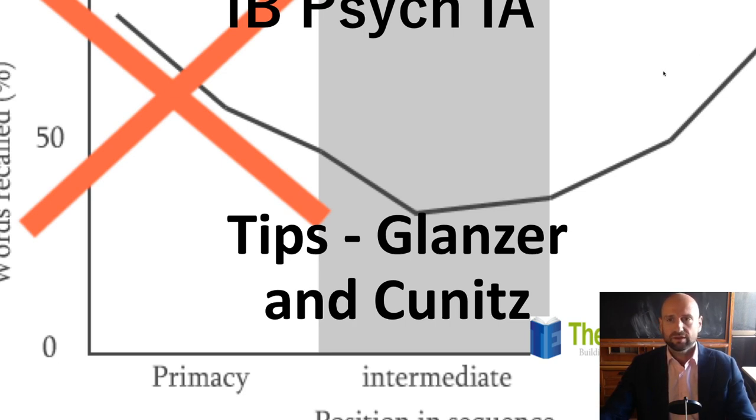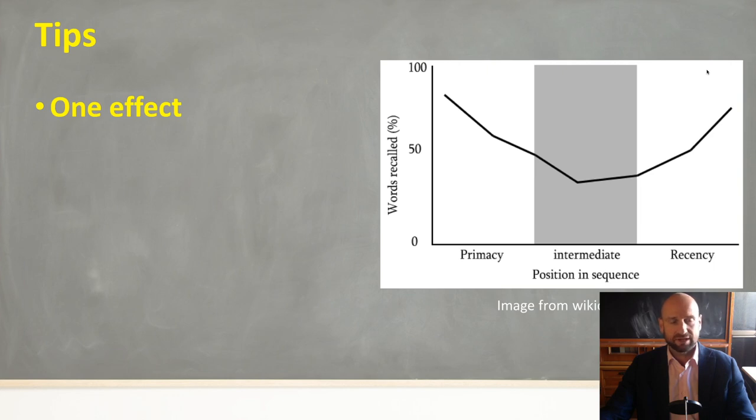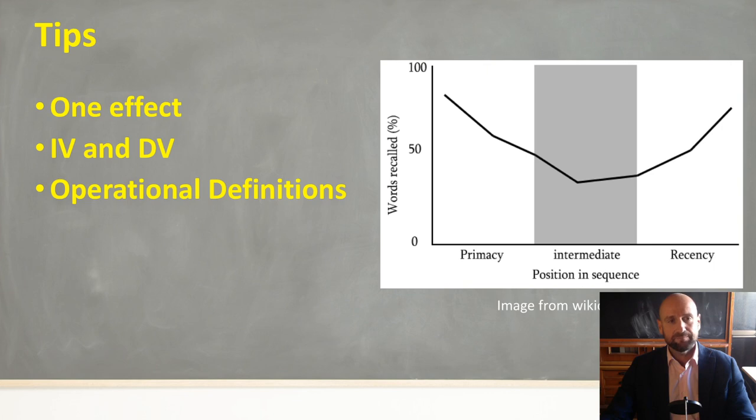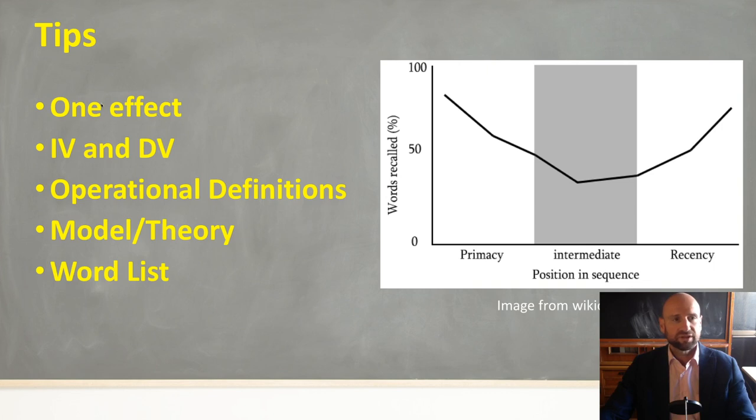So the major tips are: focus on one effect. We're going to talk about your IV and your DV, how to operationally define those variables, the model or theory that you should link it to and how you can link it to that theory, as well as the word list. A couple of important points to remember here. So in this video, I want to explain these 5 major errors and also the major tips and how you can avoid making those errors.